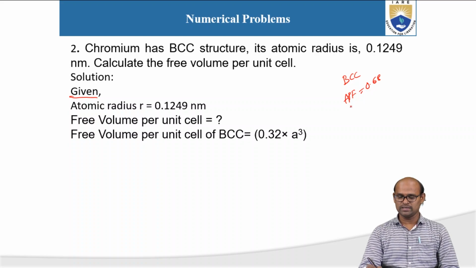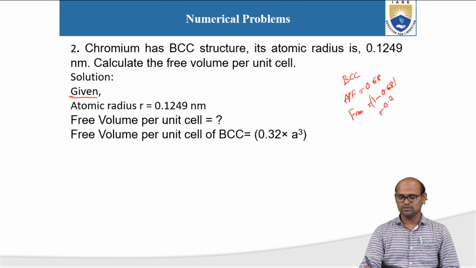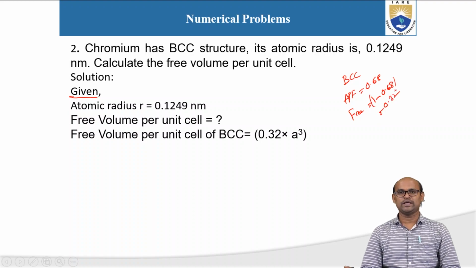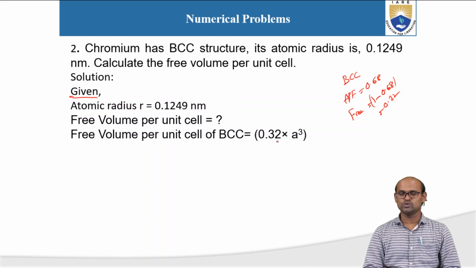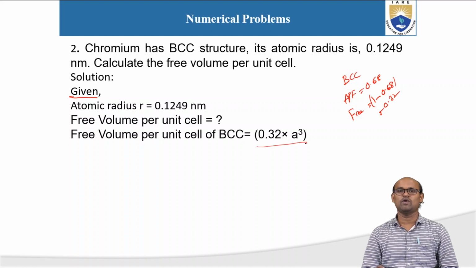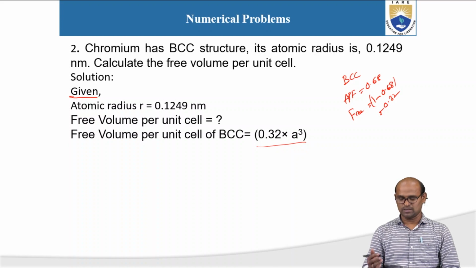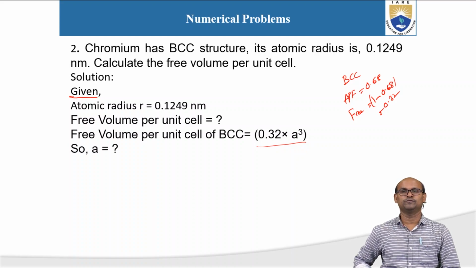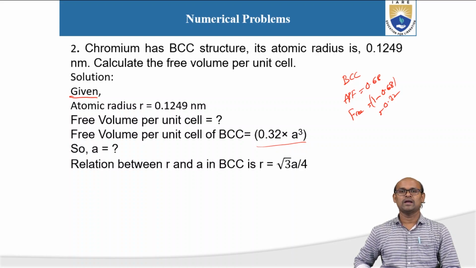So free volume is our void space, percentage of void space or free volume. Okay, free volume is 1 minus the atomic packing fraction, and free volume for BCC is 1 minus 0.68. So that is 0.32. Okay, and volume is A cube. So whatever is free, we are going to multiply. So 0.32 A cube. So this is the free volume in a BCC unit cell.